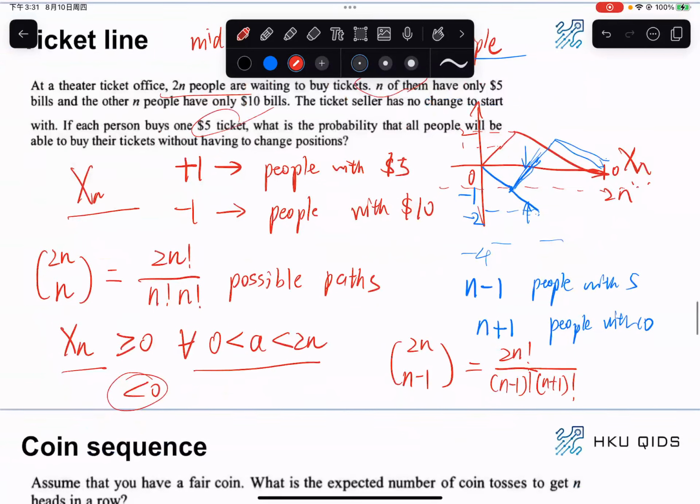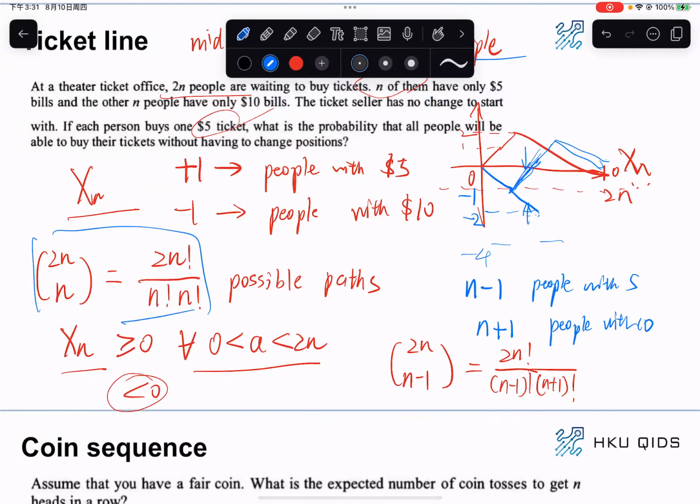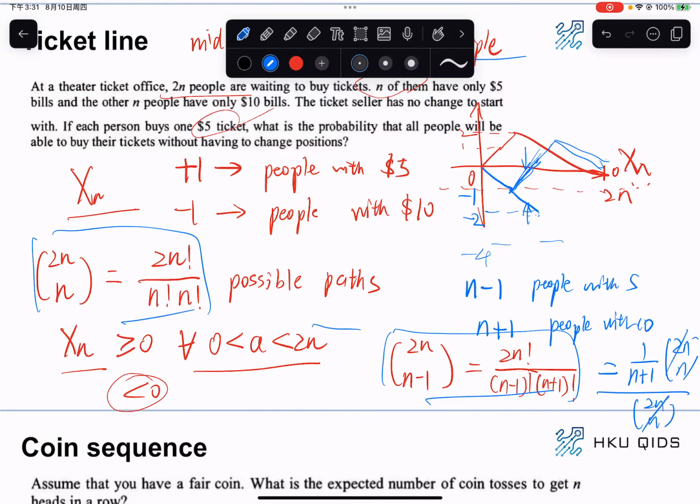And then we just need to use this part minus this part, which is going to give us 1 over n+1 times (2n choose n). And we divide it by (2n choose n). We get the probability of being able to buy their tickets without having to change position, which is just 1 over n+1. Okay, so I think the most important point is that you should use the reflection.